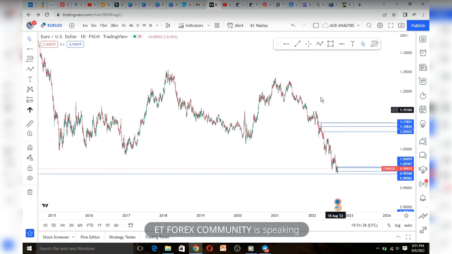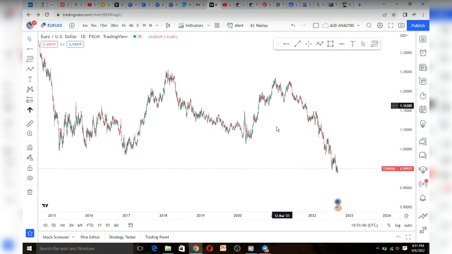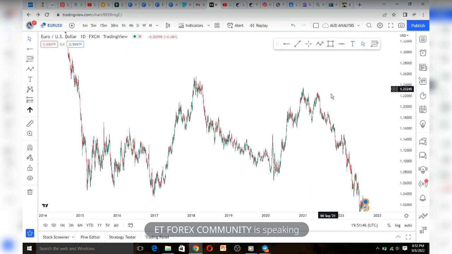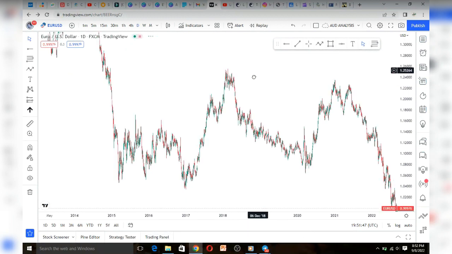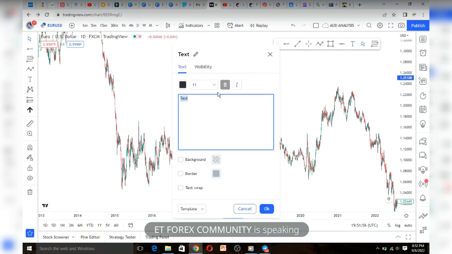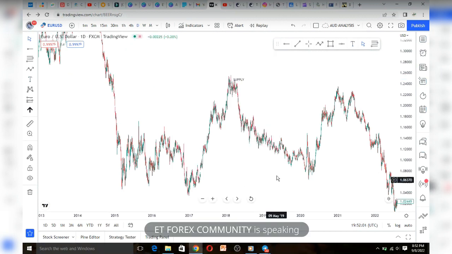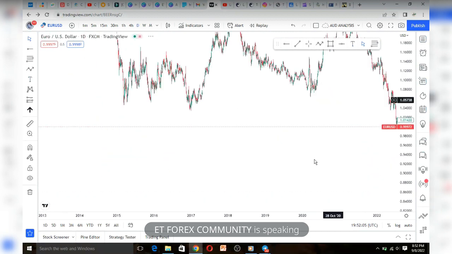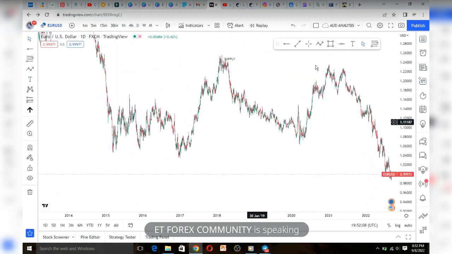Okay, fantastic. Let me remove all this. So now we have Euro USD. Let's say we know that this market is selling. Fantastic. We have a supply zone here. Yeah, this is where we have a supply. We have a supply zone just right over there. We have our break of structure. See here, this is break of structure.